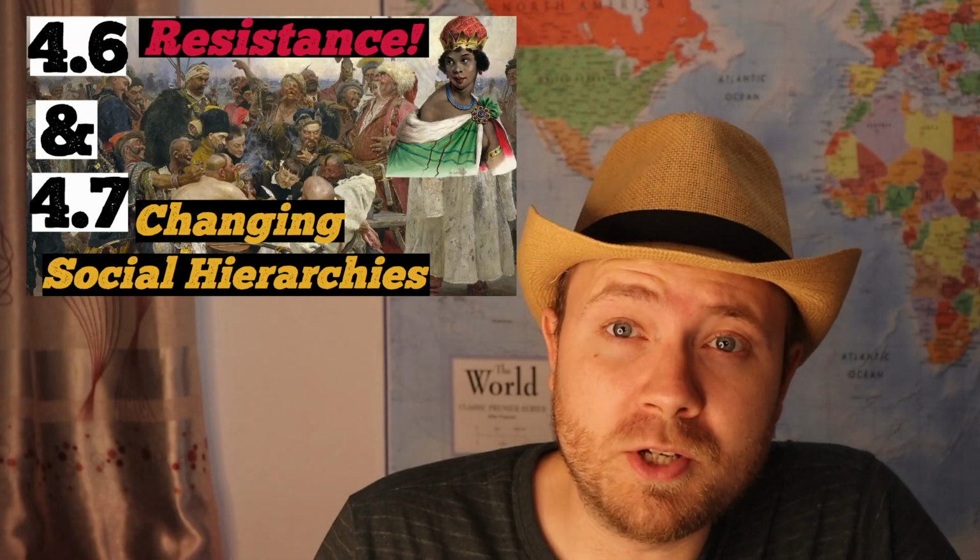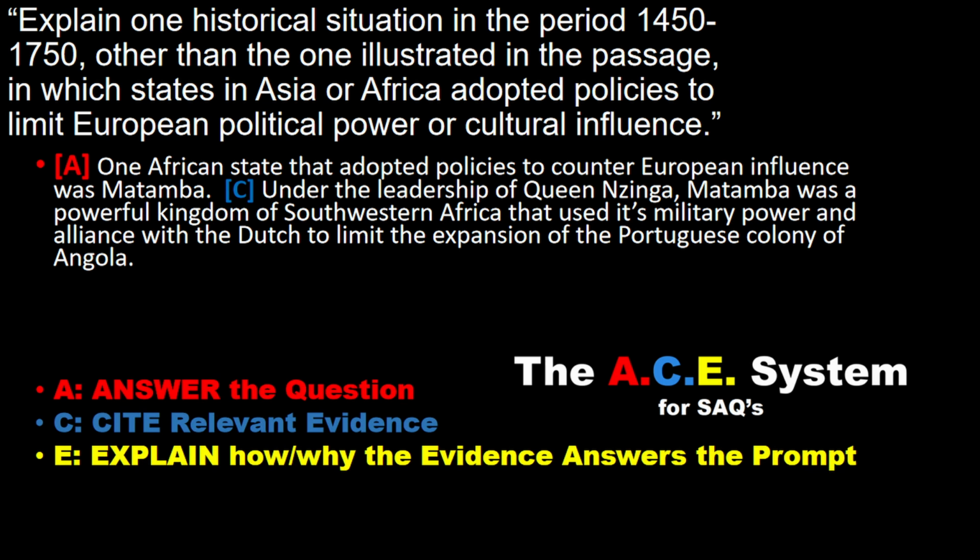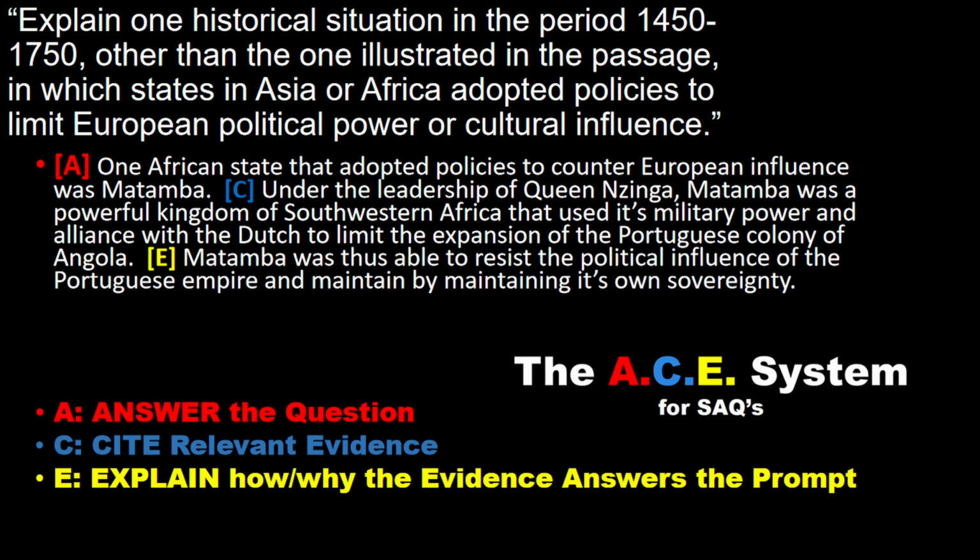I got one from what we just reviewed. One African state that adopted policies to counter European influence was Matamba. Under the influence of Queen Njinga, Matamba was a powerful kingdom in southwestern Africa that used its military power and alliance with the Dutch to limit the expansion of the Portuguese colony of Angola. Matamba was thus able to resist the political influence of the Portuguese Empire by maintaining its own sovereignty.